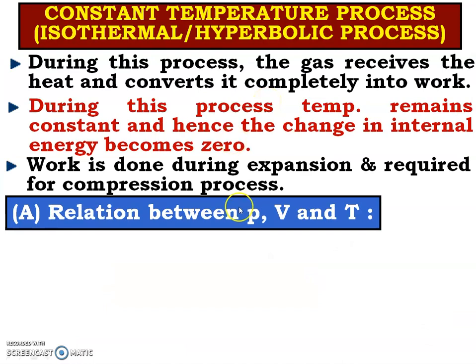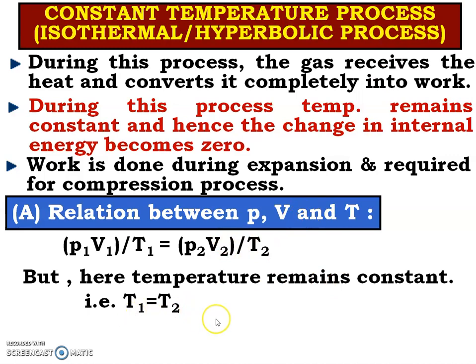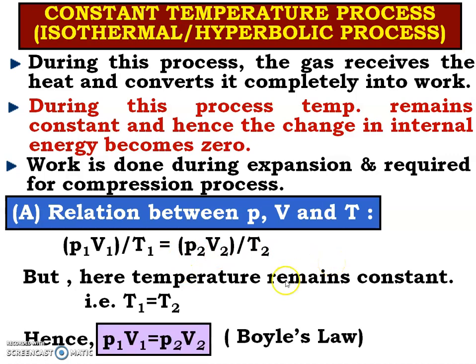Now what is the next? Relationship between pressure, volume and temperature. Clear? Now what is the starting point? Yes, it is P1 V1 by T1 is equal to P2 V2 by T2. Now we know that it is a constant temperature process, so T1 is equal to T2. And due to that, what is the equation? P1 V1 is equal to P2 V2.